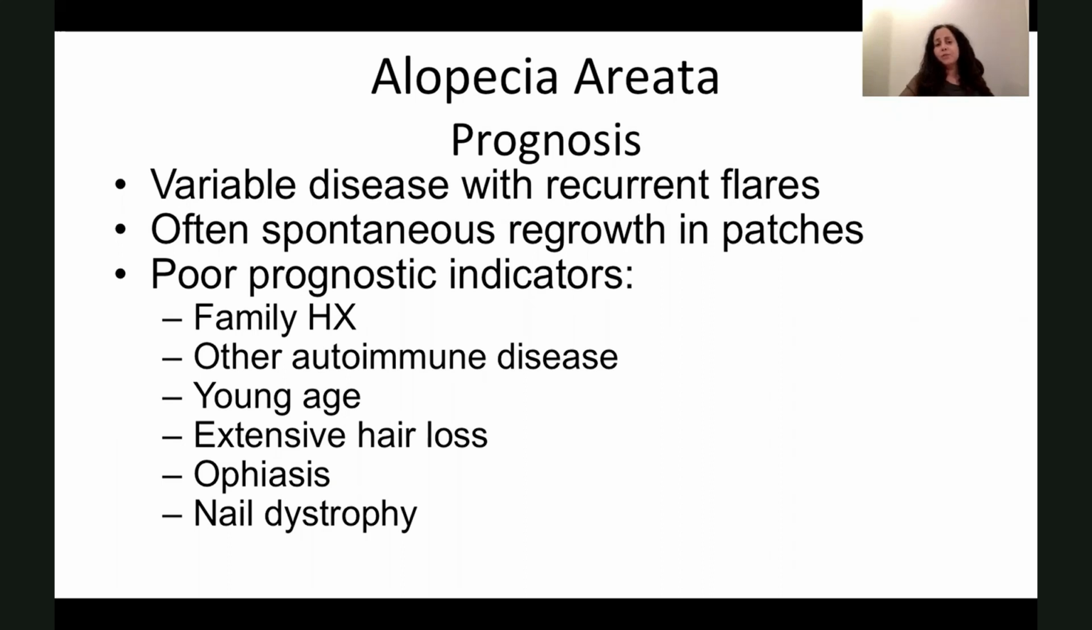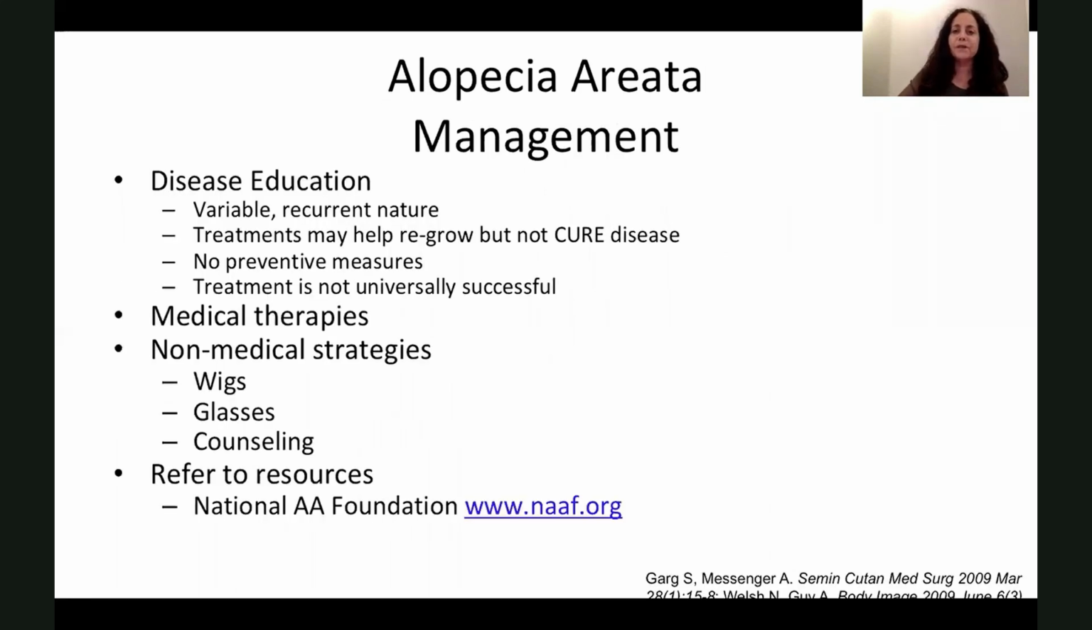Some potentially poor prognostic indicators would be a family history, other autoimmune conditions in that patient, a younger age of onset, extensive hair loss, the ophiasis pattern that, remember, goes from ear to ear along the occiput, and associated nail dystrophy. Let's look at the components of alopecia areata management.